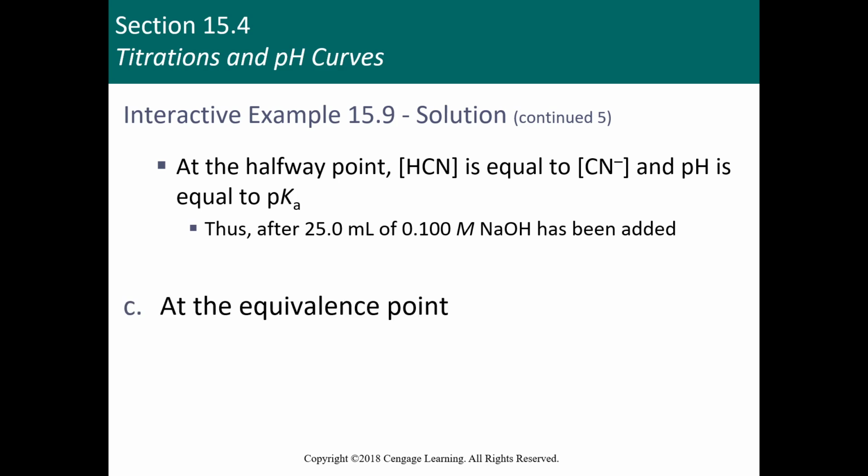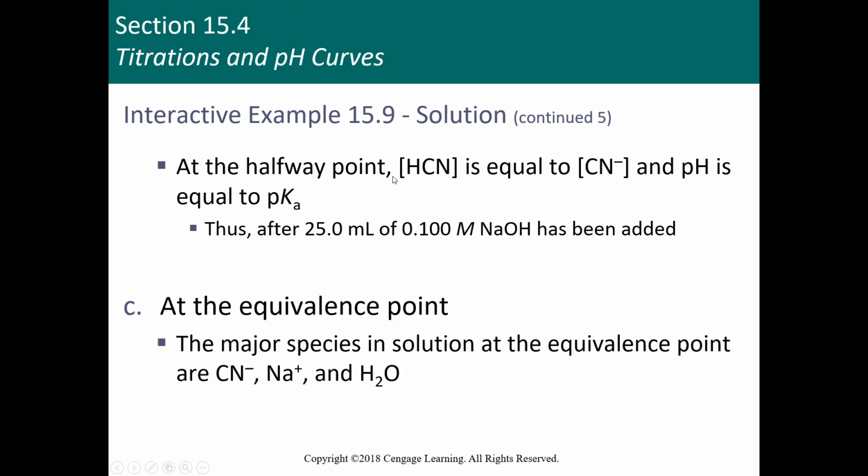Let's look at the equivalence point, and then we can explore that hint a little. So at the equivalence point, you're going to have used up all of your HCN with OH minus. And that means you will convert all the HCN to CN minus, you'll have Na plus left, and you'll have water. You will no longer have any HCN or OH minus in solution.